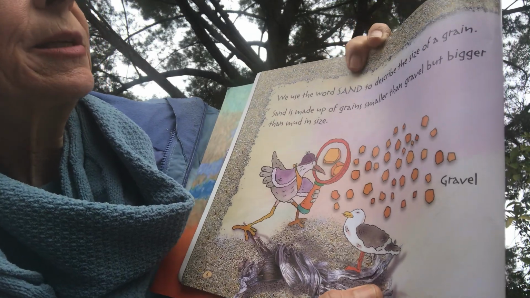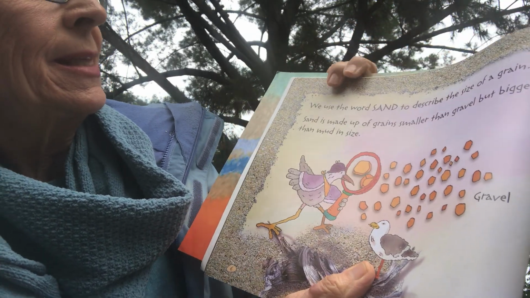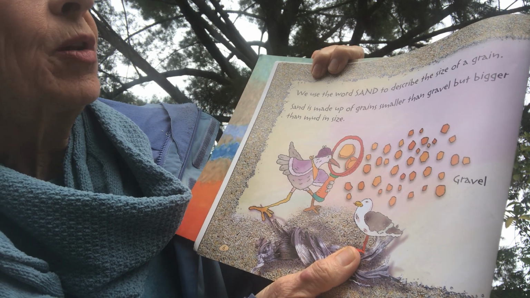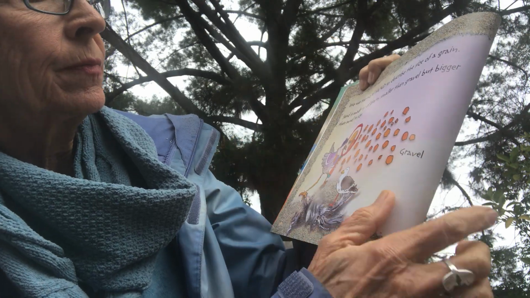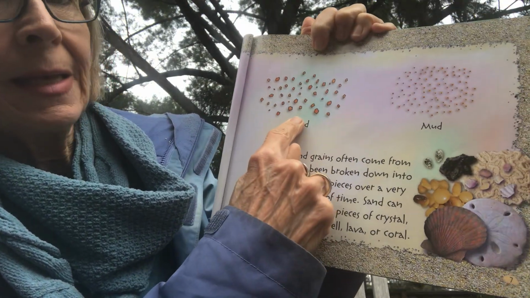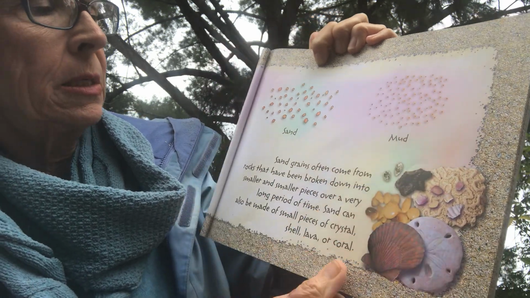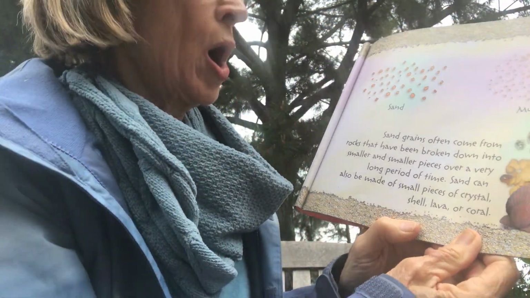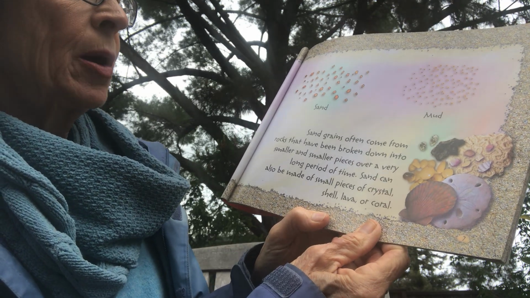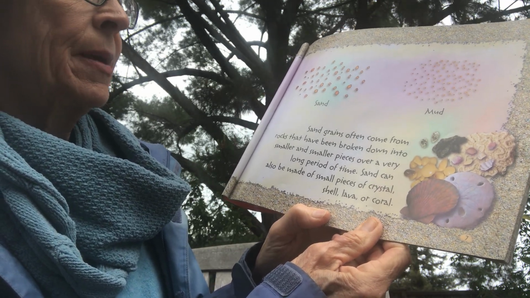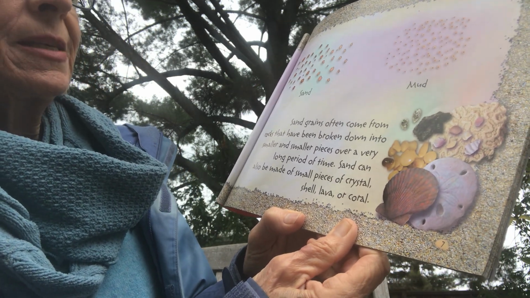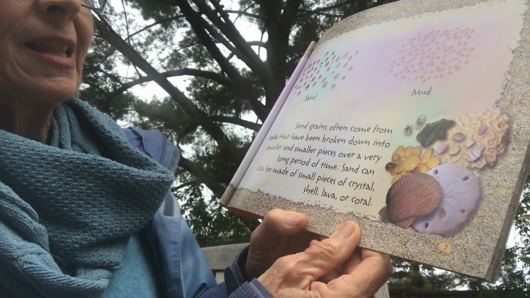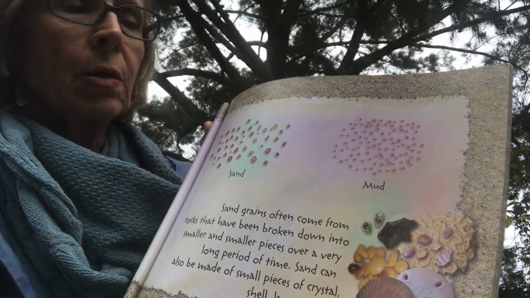We use the word sand to describe the size of a grain. Sand is made up of grains smaller than gravel but bigger than mud in size. This is gravel. This is sand. And this is mud. Sand grains often come from rocks that have been broken down into smaller and smaller pieces over a very long period of time. Sand can also be made of small pieces of crystal, shells, lava, or even coral. So it's not just rocks. There's other things in sand.